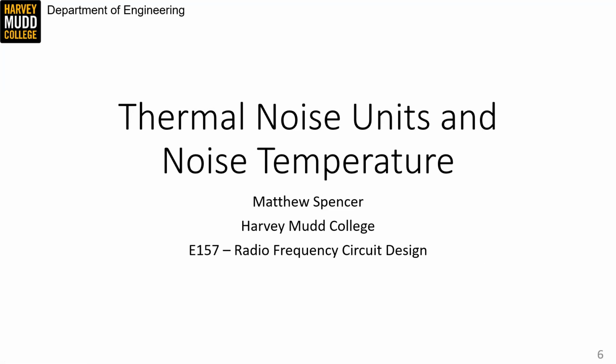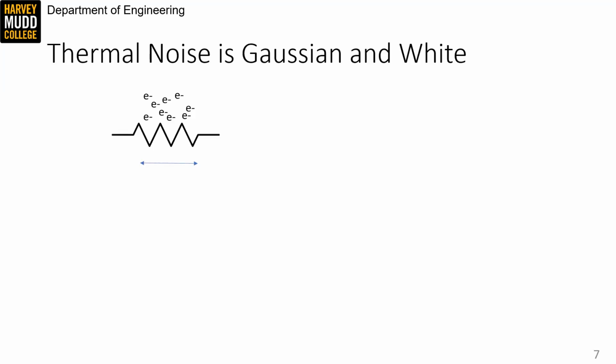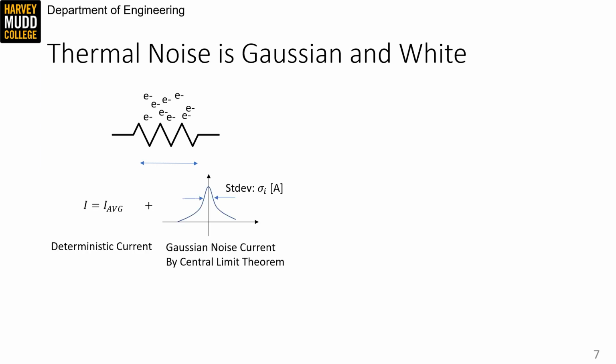In this video, we're going to examine what thermal noise looks like and how we describe it. Thermal noise consists of random vibrations of electrons in a resistor, and so that means the total current in a resistor is going to be given by some amount of deterministic current flowing in the resistor, which might be 0, plus a random amount of current that is normally distributed, which is to say that it's a Gaussian.